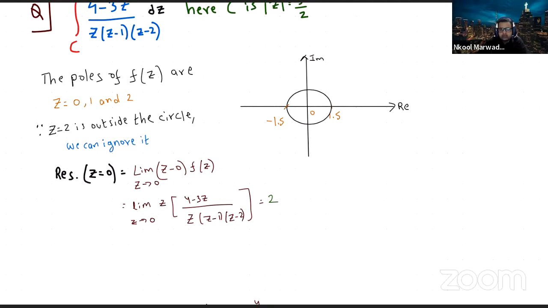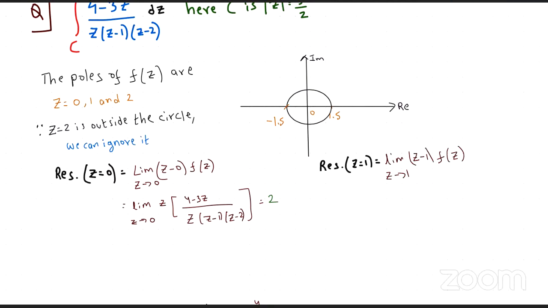Residue at z is equal to 1. The same formula I will apply. Now the limit will tend towards 1. Limit z tending towards 1, z minus 1, f of z. Now here I will write limit z minus 1 by 2.